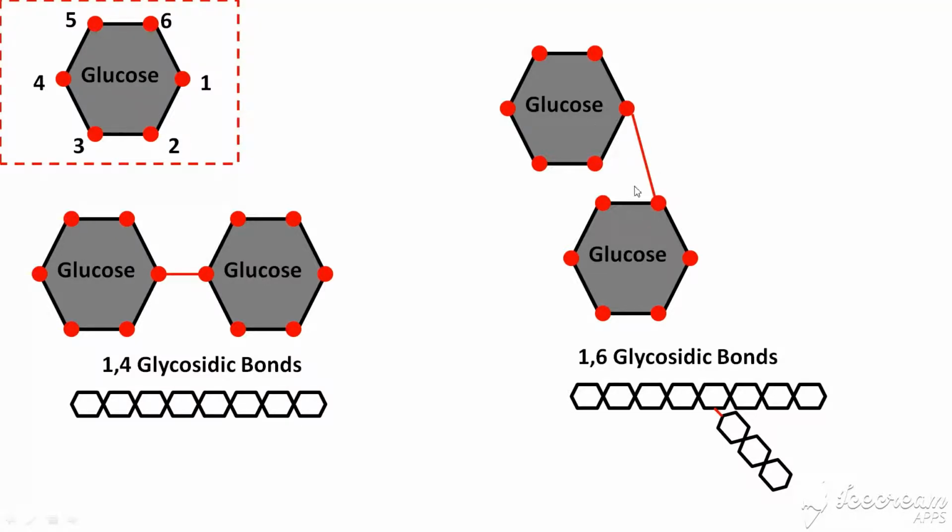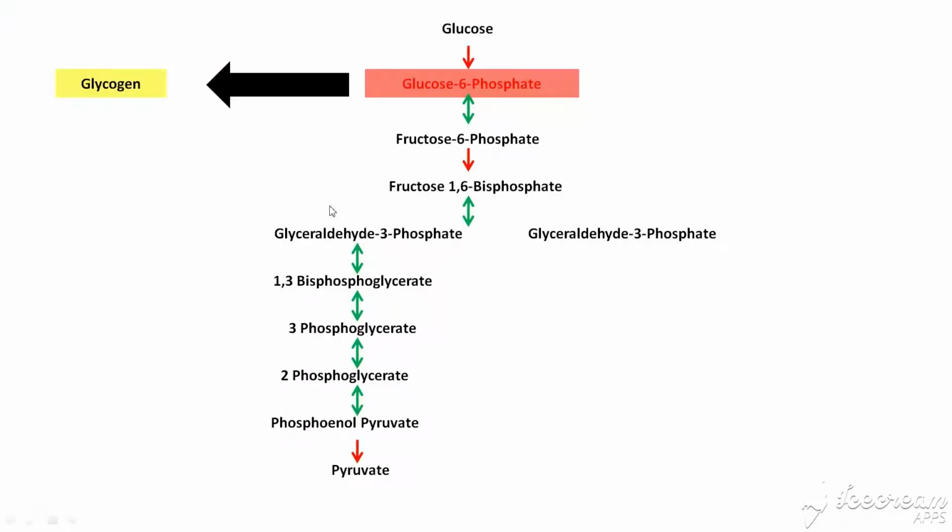Glycogen synthesis comes out of the glycolysis pathway. Right here we have the glycolysis pathway. What's going to happen is that the glucose 6-phosphate that's part of the glycolysis pathway is going to come out and be converted into glycogen.